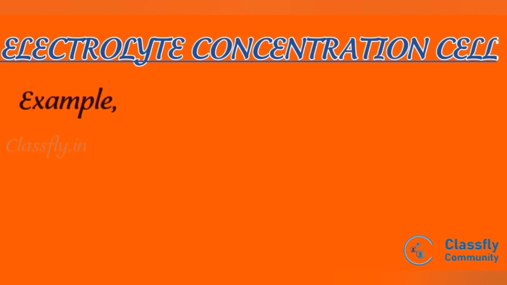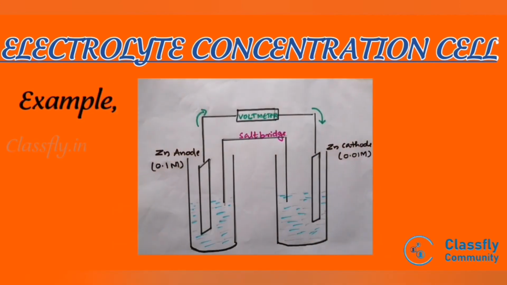For example, a cell where the anode consists of Zn/Zn2+ at 0.1 molar, and the cathode consists of Zn2+ at 0.01 molar/Zn. In this cell, the flow of electrons from anode to cathode is due to the reduction of Zn2+ ions at the cathode into metallic zinc.